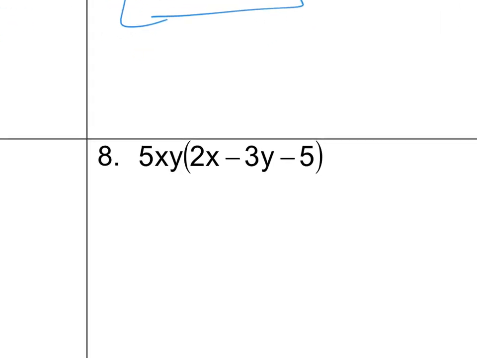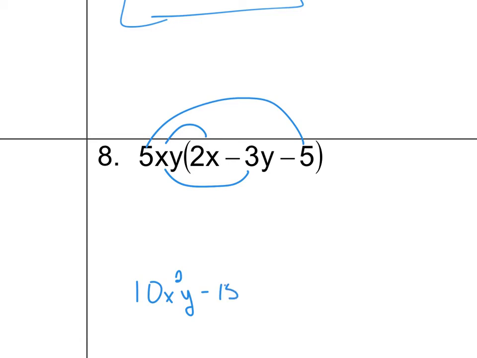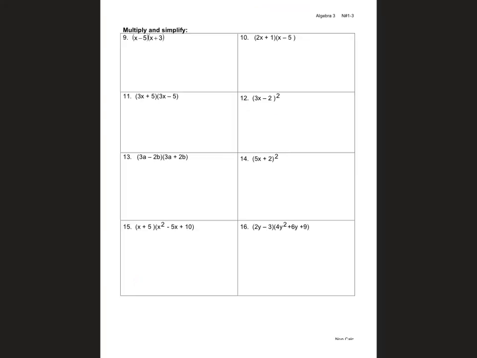And then if we look at this last one, just take it one piece at a time. You might try this one on your own. If you do, I got 10x squared y minus 15xy squared minus 25xy. So try that out if you think you need it. Let's flip over to the back page and where we're really going to skip.